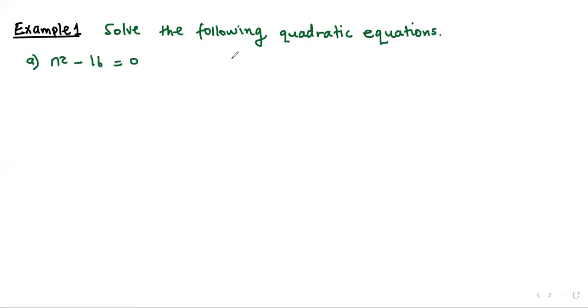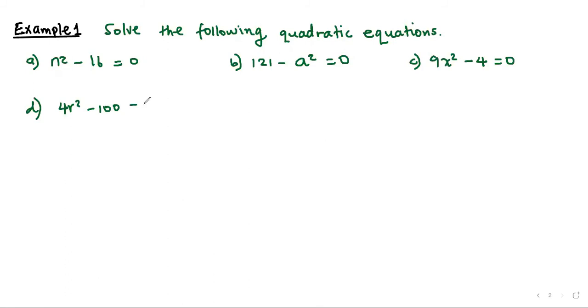Then we can have B as 121 minus a squared equals 0. Let's have C as 9x squared minus 4 equals 0. Let's have D as 4r squared minus 100 equals 0. And E as 128 minus 2b squared equals 0.